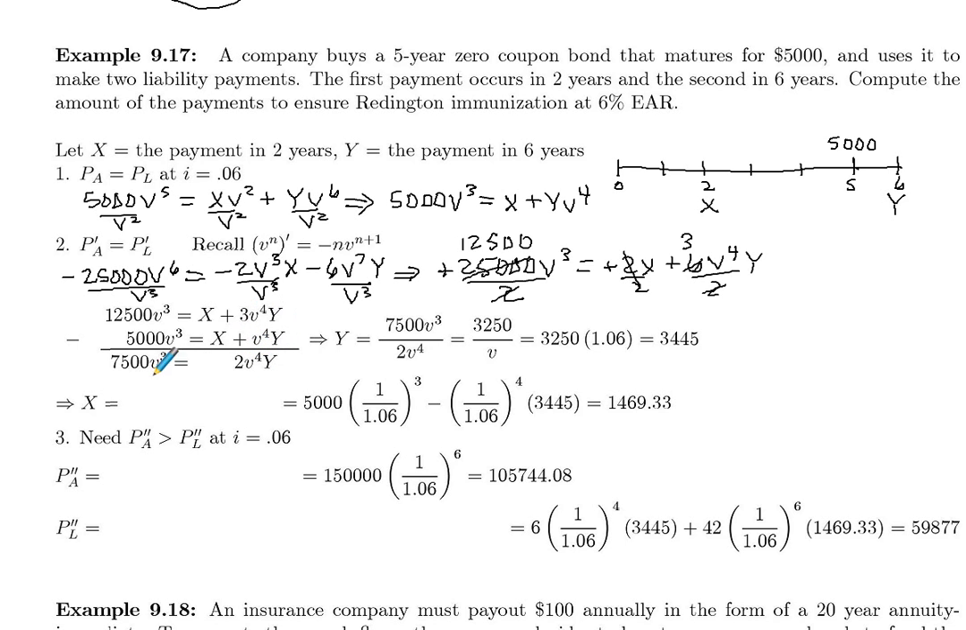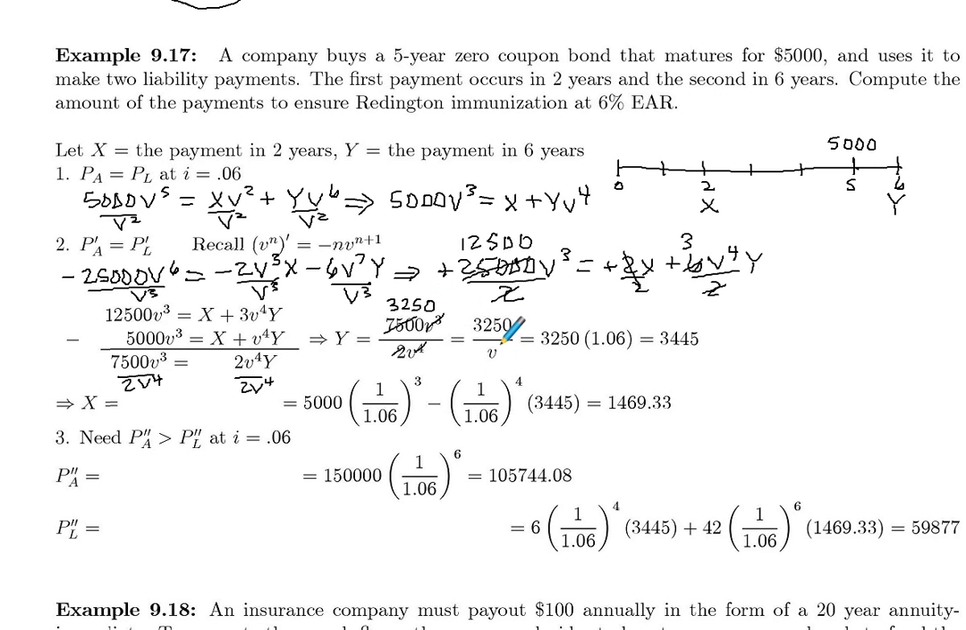So now we've eliminated x and we've got it just in terms of y, so divide both sides by 2v to the fourth here. And we get y is 7,500 v cubed over 2v to the fourth. These three v's will cancel all but one v on the bottom. And 2 will go into 7,500 two times, leaving us 3,750. So we get 3,750 over v.